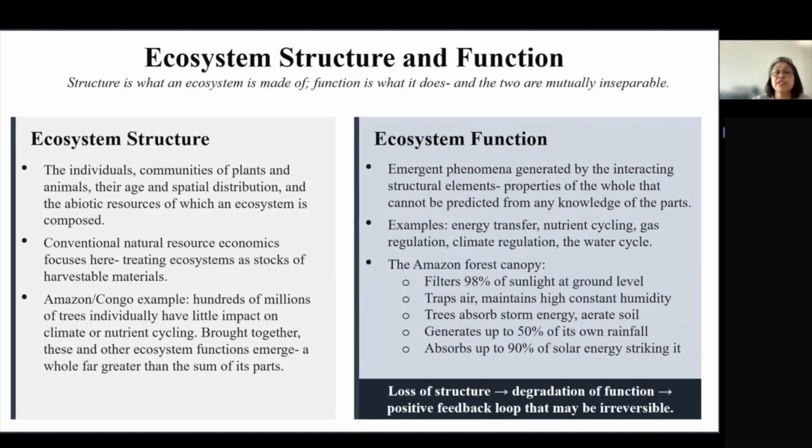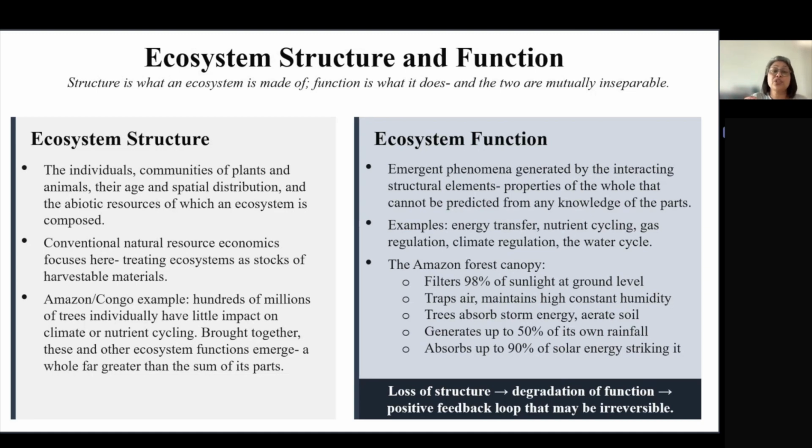Okay, moving on, let's try to simplify this further. So first is ecosystem structure and function. Let's understand this whole ecosystem in a bit more detailed way. So what is an ecosystem? Ecosystem structure refers to what an ecosystem is made of: the individuals like us, the communities of plants and animals, their age distribution, their spatial arrangement, and the abiotic resources, soils, water, minerals, that are part of the system.